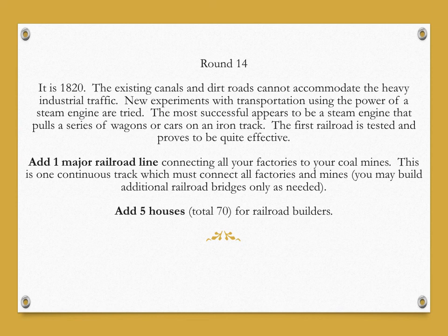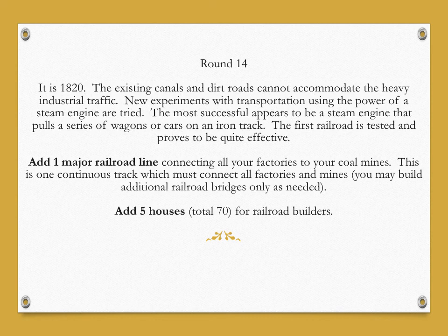So in your city, add 1 major railroad line, connecting, if it can, all your factories to your coal mines. This is the first place a rail would be built because you want to be able to transport that coal quicker and more efficiently. Right now you're doing it by horse and carriage. So see if you can get a railroad track to connect most of your coal mines to most of your factories. But it has to be 1 continuous track.